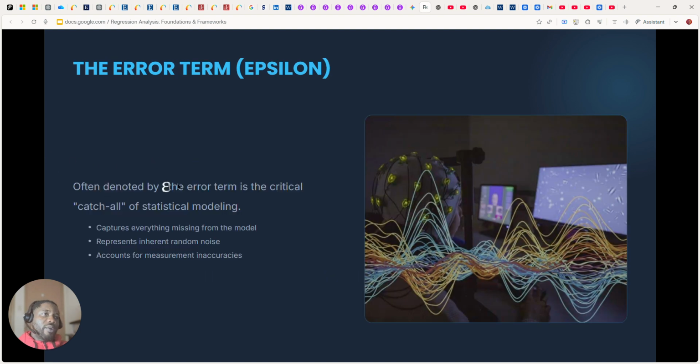The error term is a critical catch-all for statistical modeling. It captures everything missing from the model and represents inherent random noise. It also accounts for measurement inconsistency.